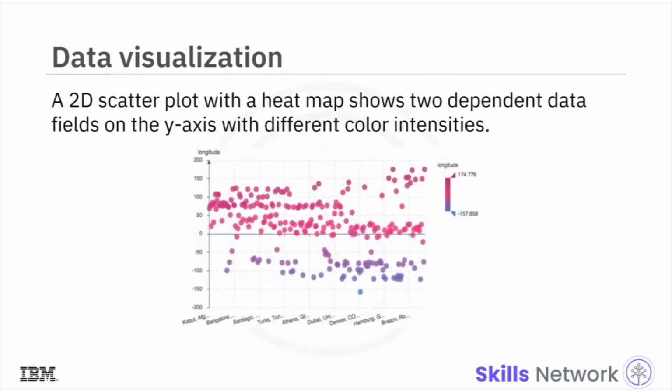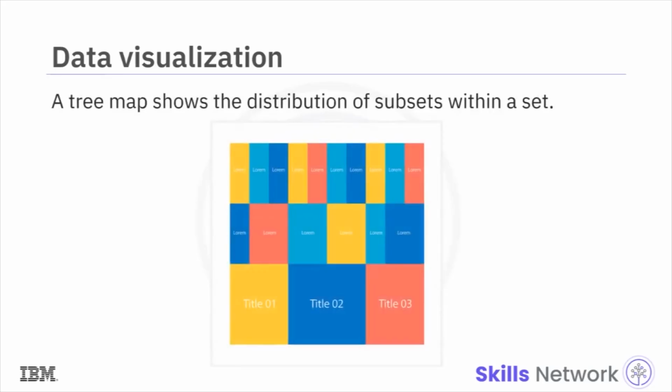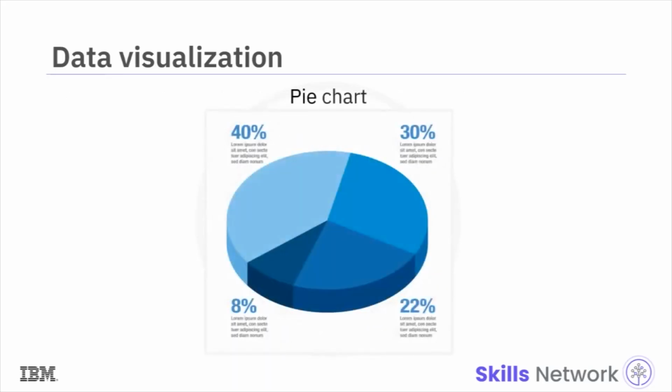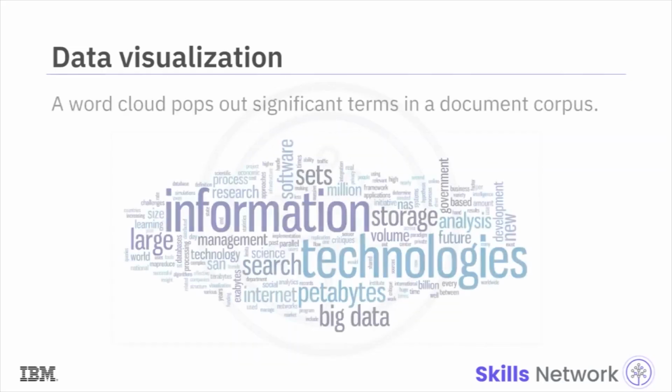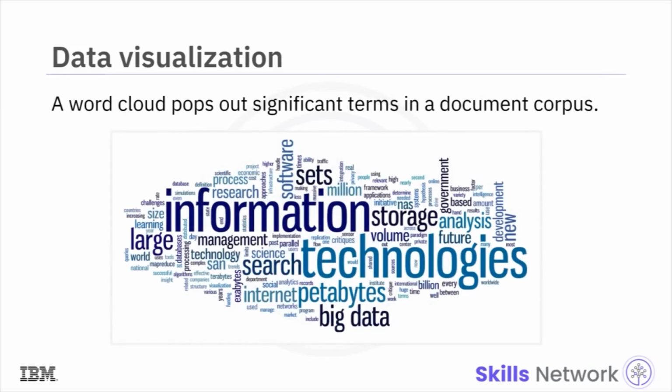A 2D scatter plot with a heat map shows two dependent data fields on the y-axis with different color intensities. A tree map shows the distribution of subsets within a set. The famous pie chart does the same but in a non-hierarchical manner. And finally, a word cloud pops out significant terms in a document corpus.